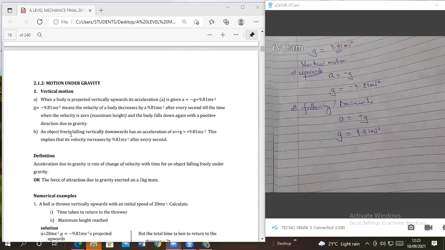So we are saying an object freely falling vertically downwards has an acceleration of that. This implies that its velocity increases by 9.81 meters per second after every second. That one I've already talked about.